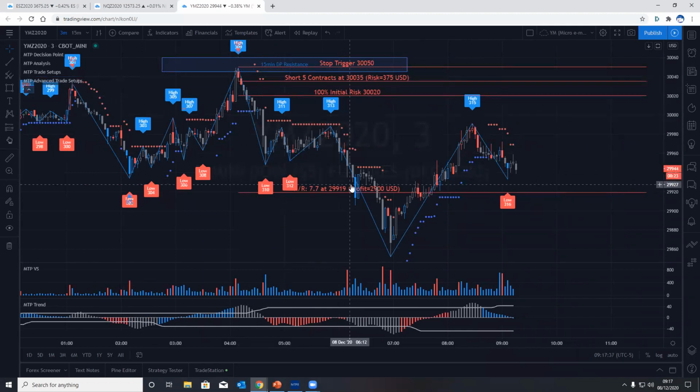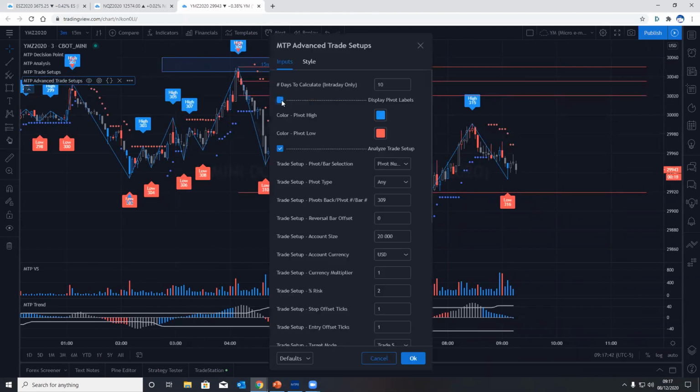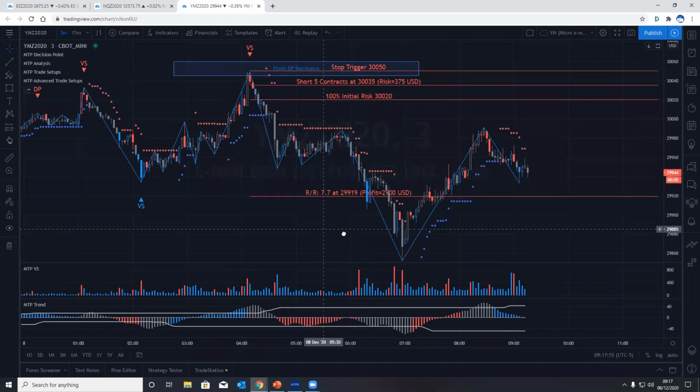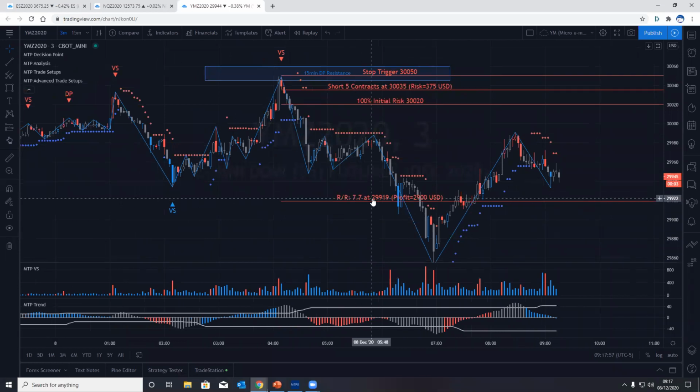It did go down to that level, with a little bit of wiggle in between. You can just turn those display pivots off so it clears up a bit. But the market did indeed do what we wanted it to do. It went with us to where a profit of approximately 7.5 times the initial risk was available.